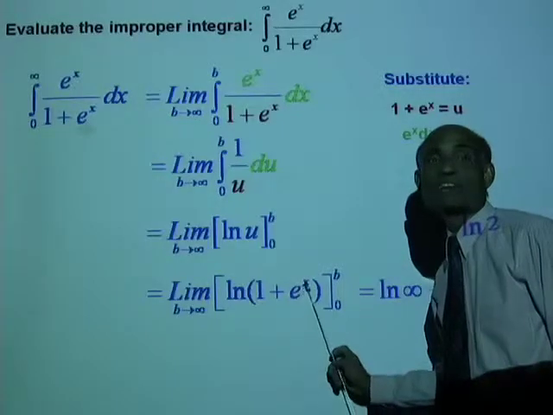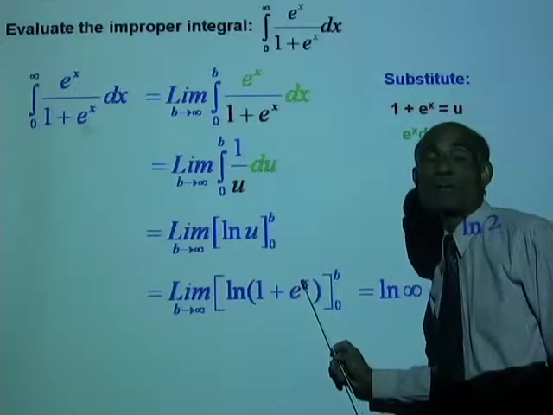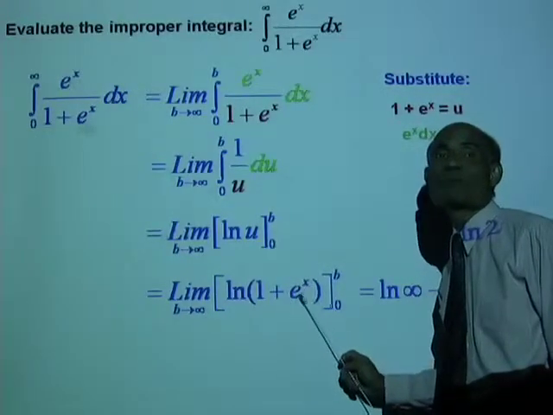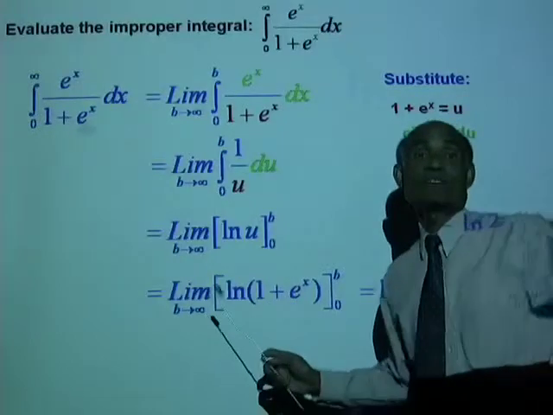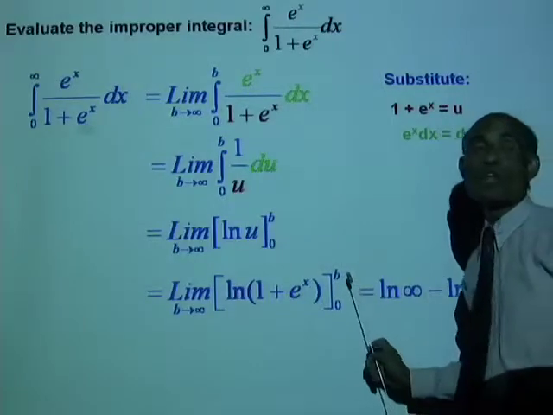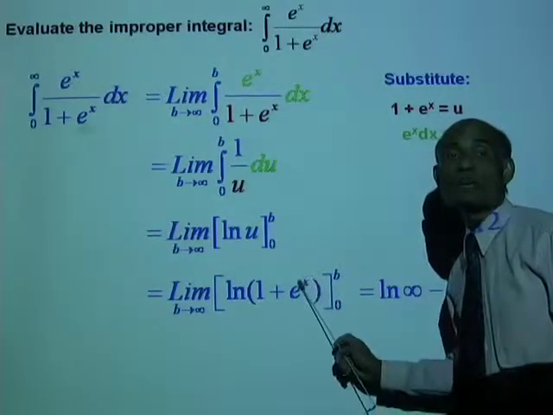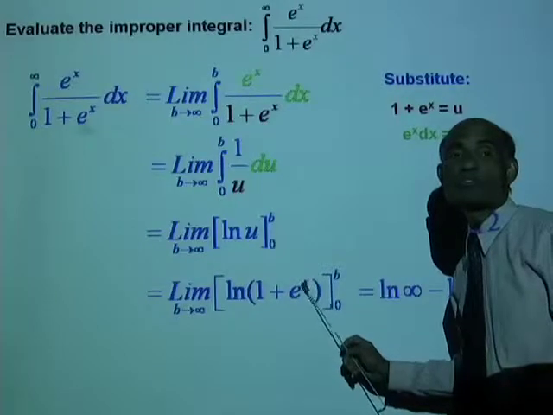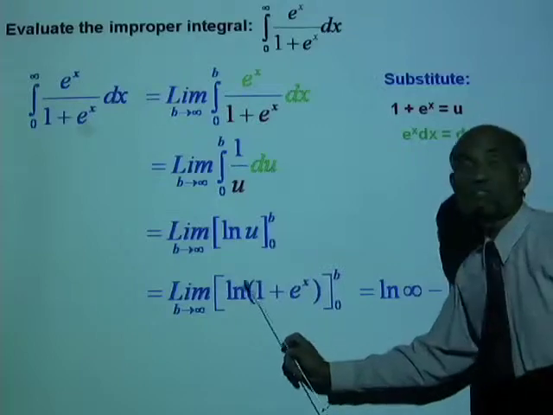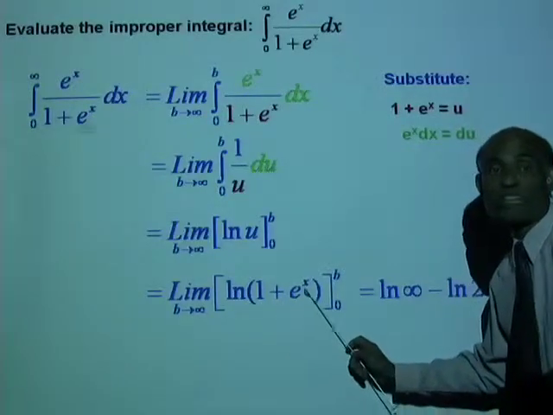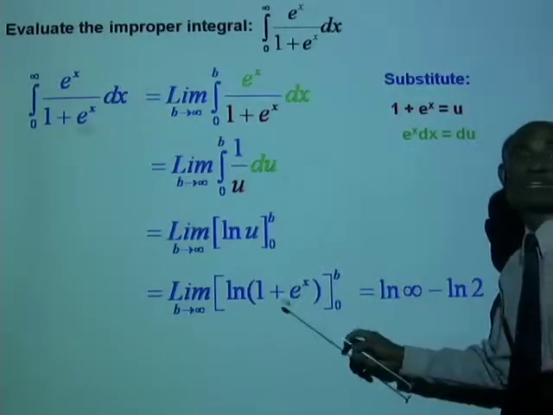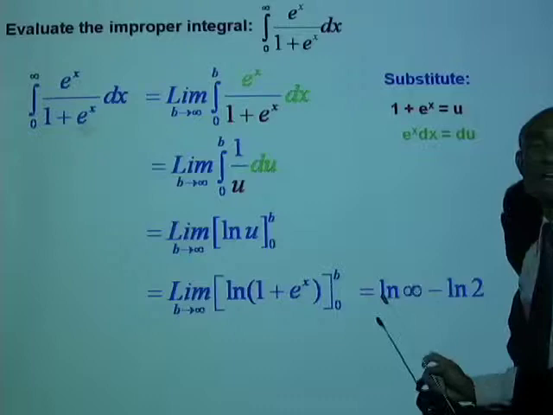When x is replaced by b, we get e to the power of b. What is the limit as b goes to infinity of e to the power of b? Well, that is infinity. So the upper limit is ln of 1 plus e to the power of infinity, which is ln infinity, minus the lower limit. When x is replaced by 0, e to the power of 0 is 1, 1 plus 1 is 2. So we have ln infinity minus ln 2.